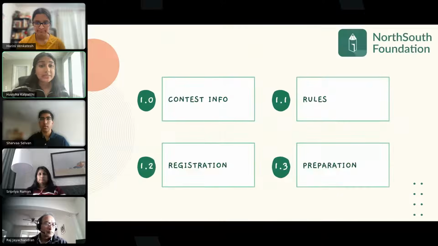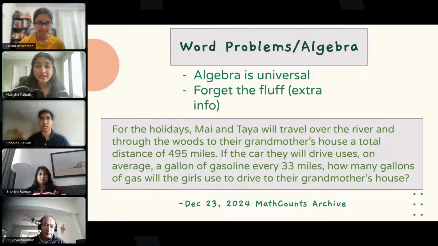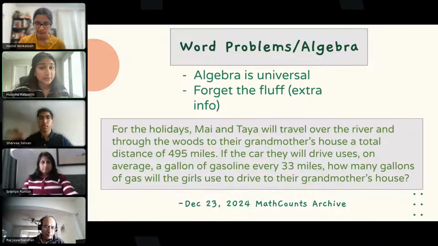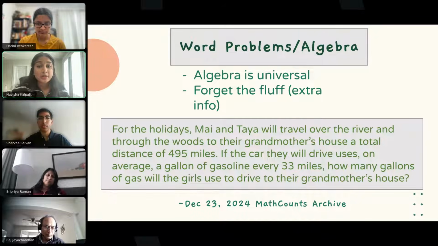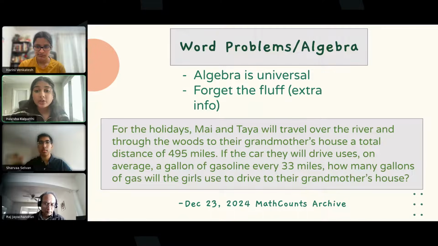So for this one, I would say it's pretty intuitive that you just have to do 495 divided by 33. But sometimes the problems will give you a lot of extra info in terms of numbers, which will make it more confusing, because then you'll have to figure out which numbers are actually of value to you and which ones are there just to add the extra confusion. But for this one, the extra info that's completely unnecessary are the words like they're driving through the woods to their grandmother's house, just the extra info there.